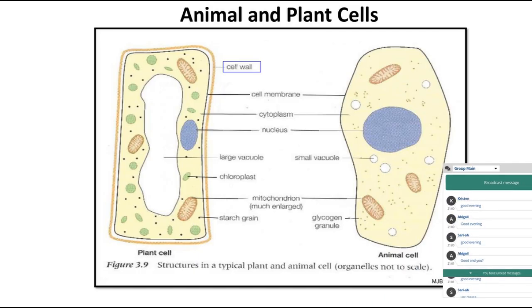Okay, so this has a protective feature. Teresa mentioned it protects the cell. Anything else you remember about the cell wall? Okay, so the cell wall keeps the shape. So basically the cell wall has a structural function.